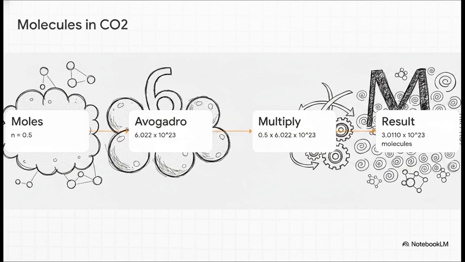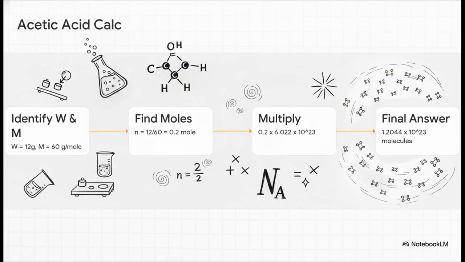Now watch the math here, it's pretty neat. You can write 0.5 as 5 into 10 to the power of minus 1. Multiply 5 by 6.022, and you get 30.110. Combine the powers of 10, so 23 minus 1 is 22. But to write it perfectly in scientific notation, we shift that decimal 1 digit to the left, which bumps our power back up to 23. Bam! A beautiful final answer of 3.0110 into 10 to the power of 23 molecules. Let's try one more example to really lock it in.